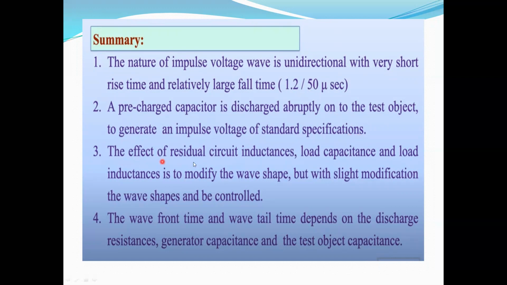Third, the effect of residual circuit inductance, load capacitance and load inductance is to modify the wave shape, but with slight modifications the wave shape can be controlled. The wave front time and wave tail time depend upon the discharge resistance, generator capacitance, and test object capacitance. So this is about generation of high impulse voltage. It's clear.